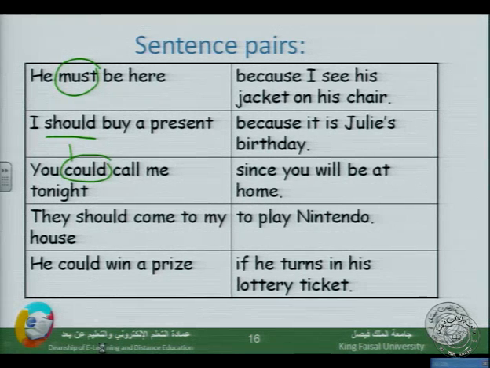Could is more polite than should. Okay? It's more gentle. So could here, you can call me tonight because I will be at home. They should come to my house to play Nintendo. He could win a prize if he turns in his lottery ticket. So in all of these, you can notice the differences just by looking at the function of each modal.